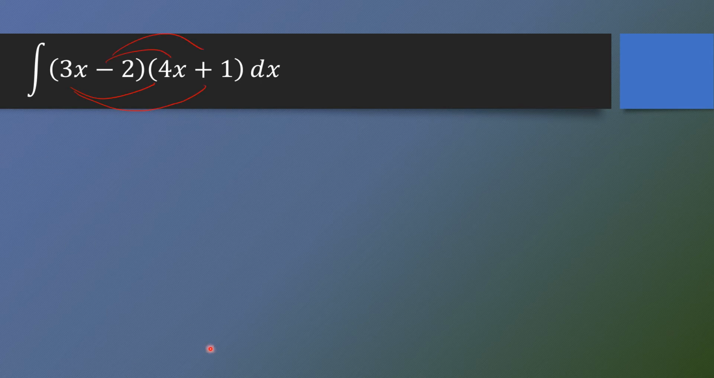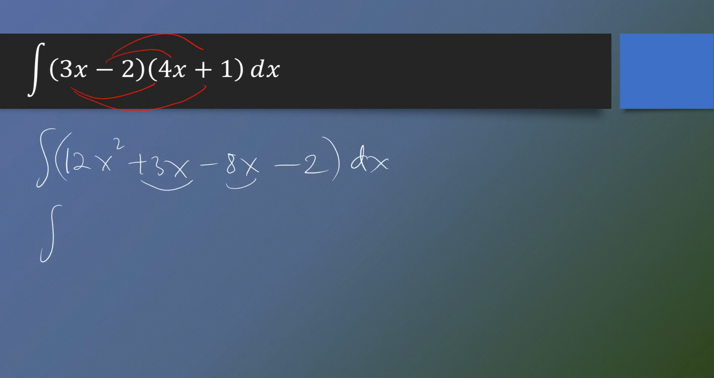So we have integral 12x squared plus 3x minus 8x minus 2 dx, and then we find the like terms. We can simplify our expression. So we have 12x squared minus 5x minus 2 dx.